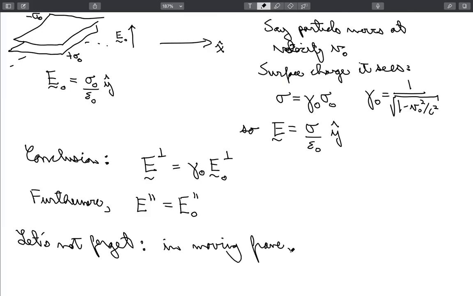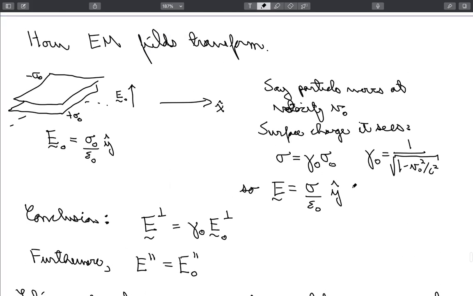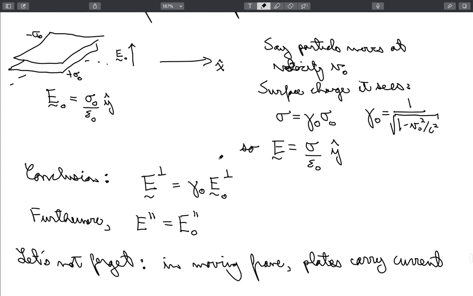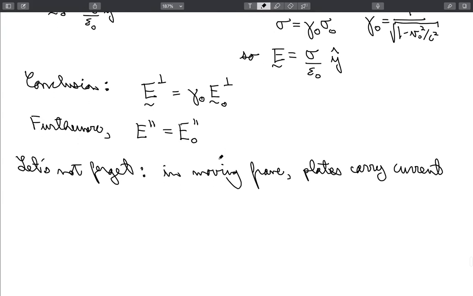So in the moving frame, the plates carry a current, right? Because we imagine that in the lab frame there was no current in the plates, but if I start moving, then it's as if I was stationary, but the plates were flying by me at velocity minus v0. So that means that there is a surface current density that shows up, okay?